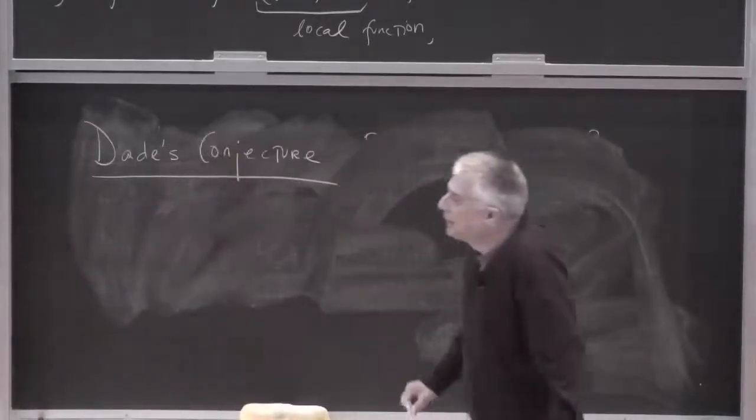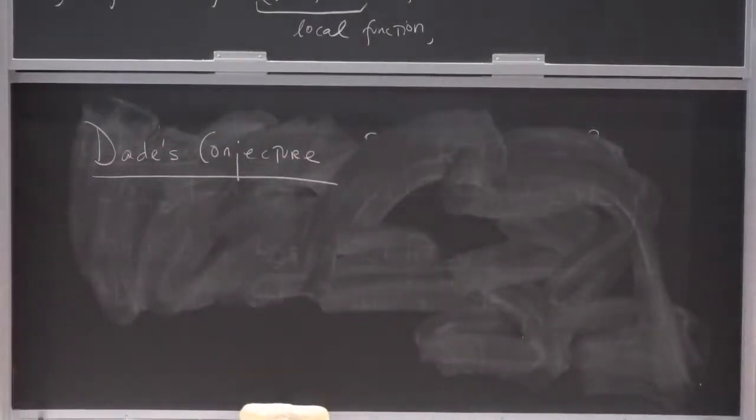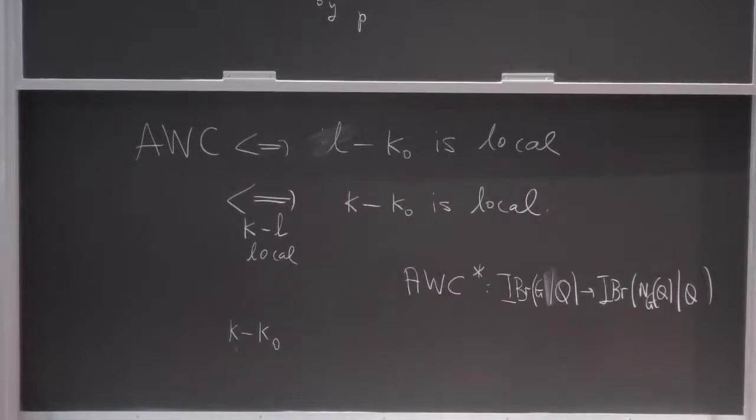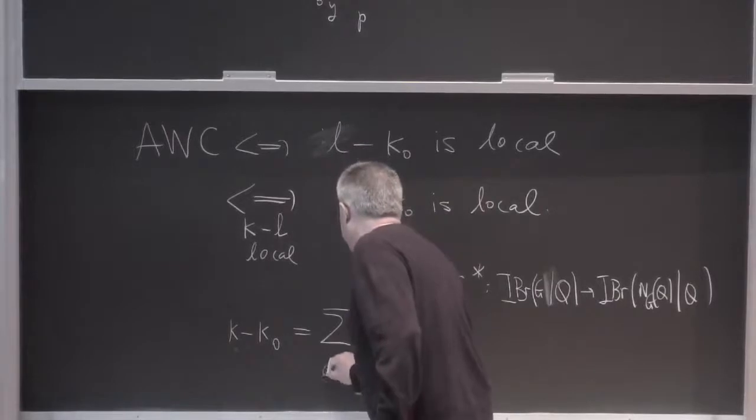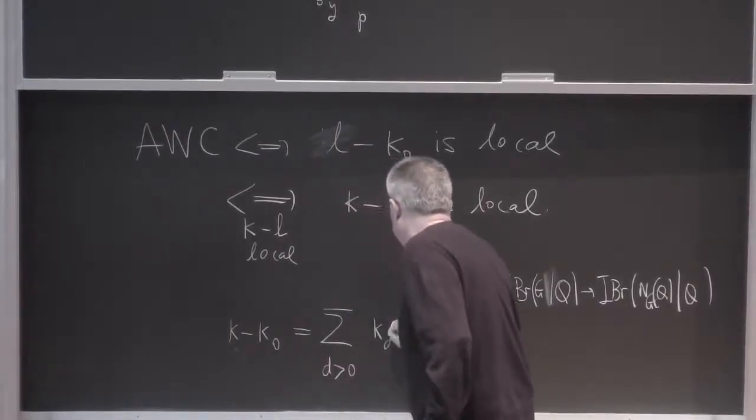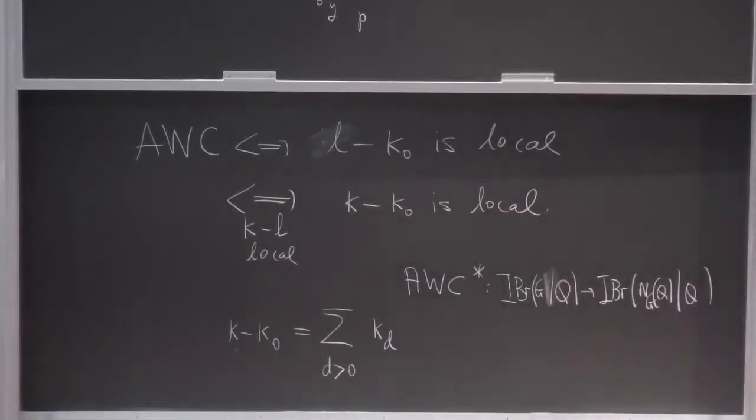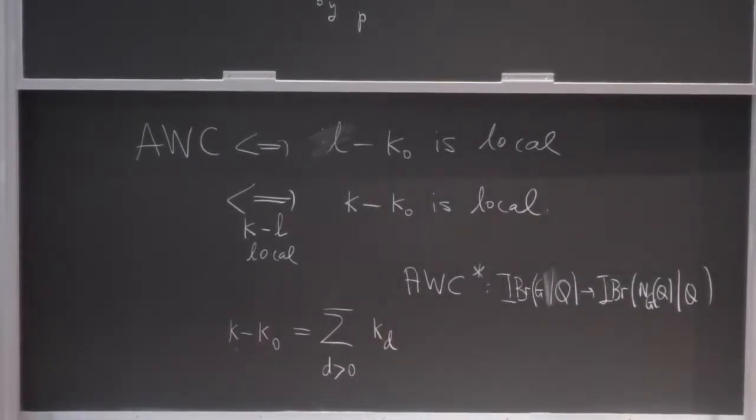Well, if you see Dade's conjecture, you will ask, what is k minus k naught? Well, k minus k naught is the number of irreducible characters which do not have defect 0. So you can write this as the sum over d bigger than 0 of kd. Every character has a defect. So what Dade's conjecture says, in the way that I'm presenting today without blocks, is that kd is local.